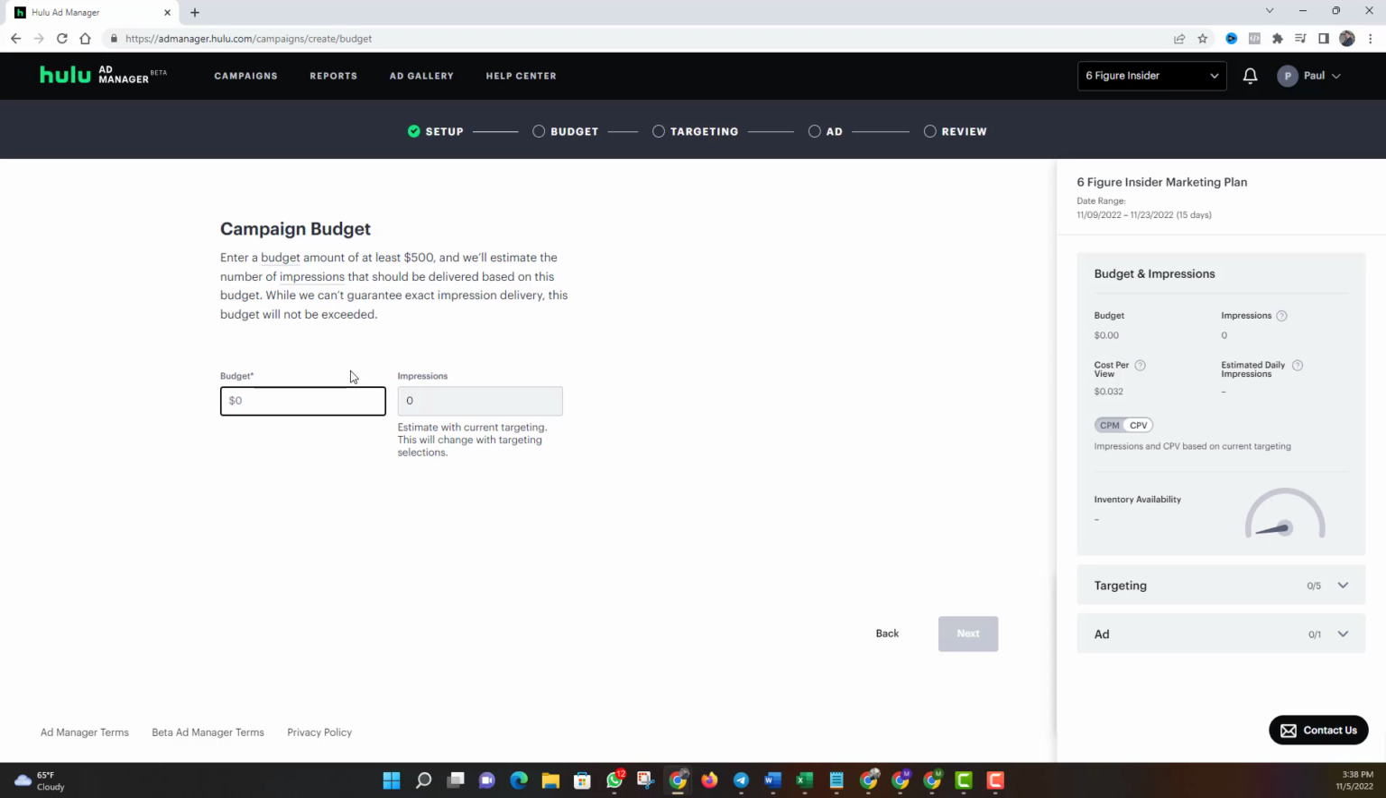Now we're going to pick what our budget is going to be. So they want a minimum budget of $500 to get started. So that is definitely something that we're going to want to do. So we're going to put in $500, just to kick it off and test it out and see. So start with their minimum and give it a shot.